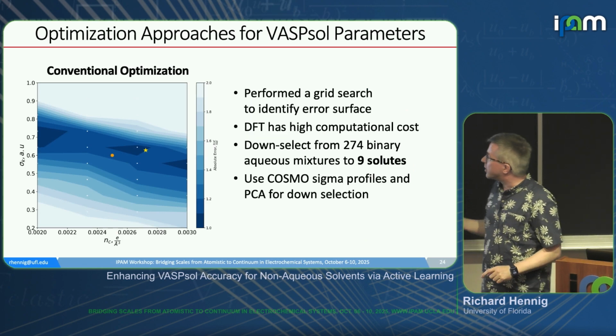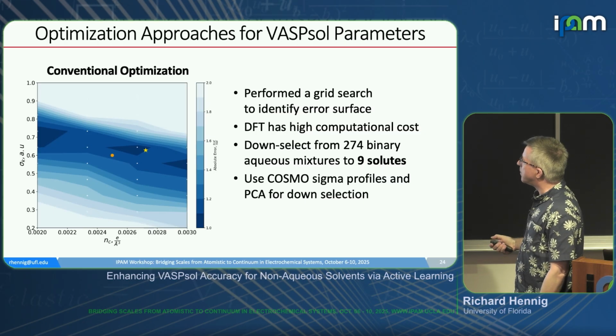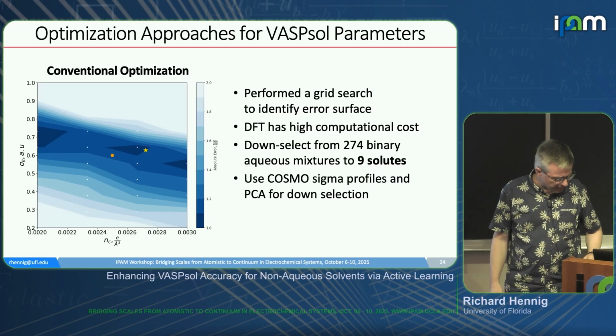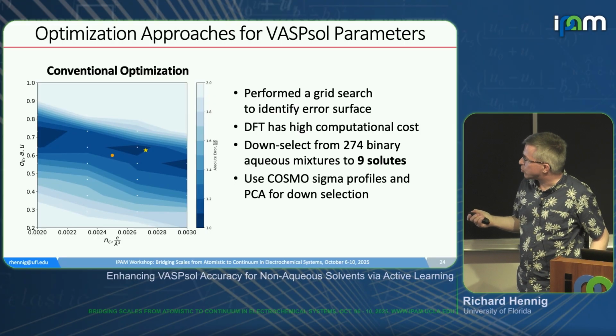So we started out doing a grid search to identify an error surface for the width and the cutoff. We actually didn't want to do that for all the 600 or so solvent mixtures, so we did some down selection to a smaller number of solutes that were representative. And we're using something, the Cosmo Sigma profile, to do all that.